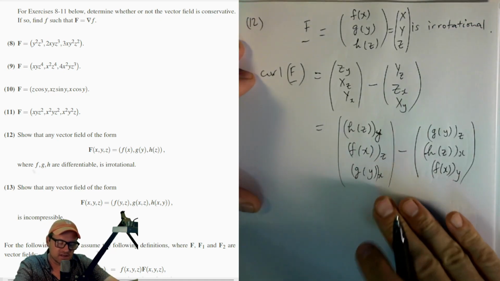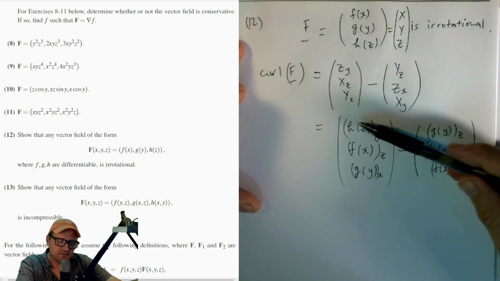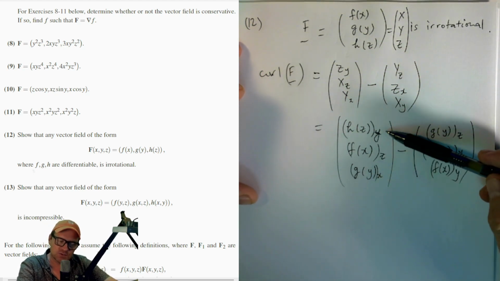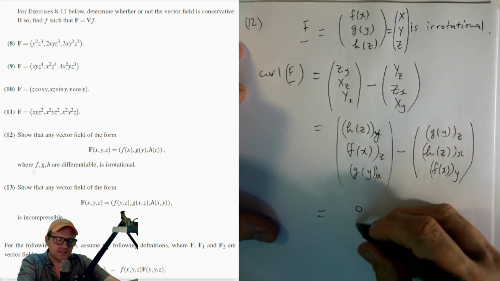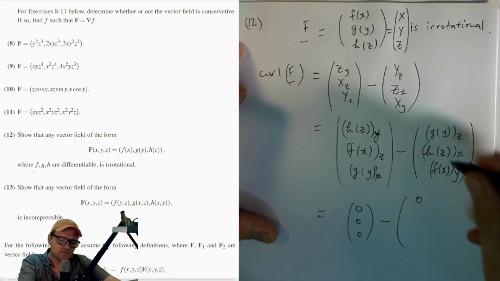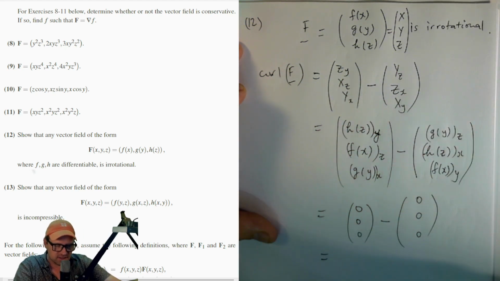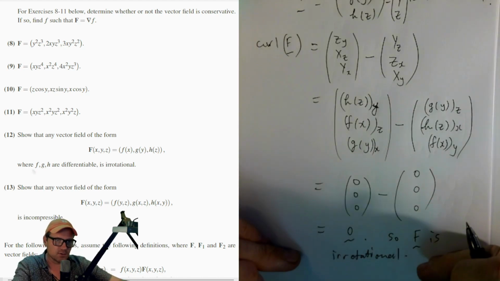Okay, so having subbed these in, we need to differentiate these. So this says differentiate the function of z, h, with respect to y partially, and of course we get 0 for that because there are no y's in that. Similarly, for this we get 0, and for this we get 0, for this we get 0, for this we get 0, for this we get 0. Okay, so the difference of these two vectors is the 0 vector, and so F is irrotational.